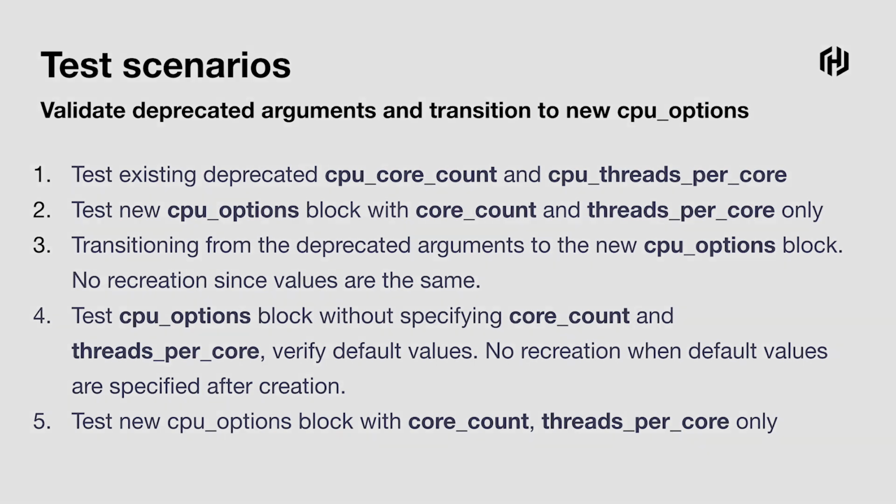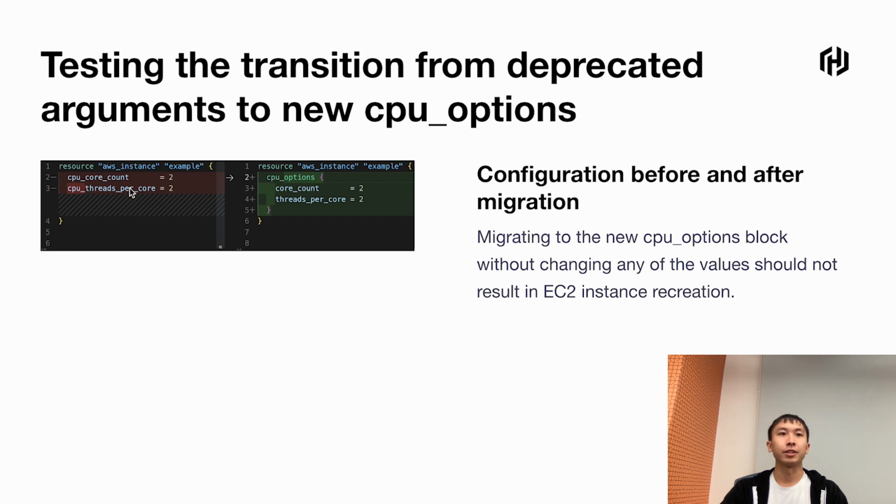So let's zoom in on the third test case over here. In the third test case, an example you can see is on the left. On the left, the practitioner is using the deprecated arguments, which are the CPU core count and CPU threads per core, and set them to values of 2 for both. On the right, now the practitioner decides to migrate over to the newly introduced block, the CPU options block. So they define the block and they specify core count and threads per core, also with values of 2.